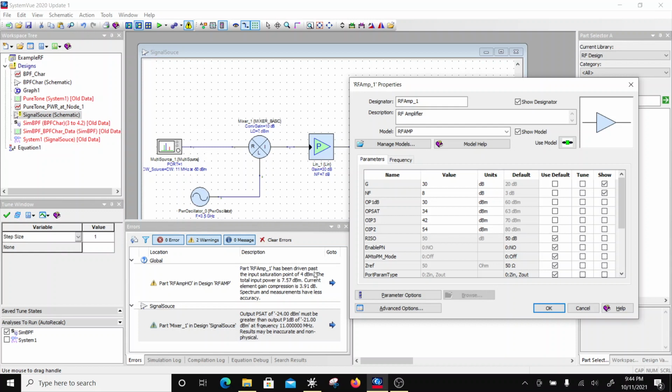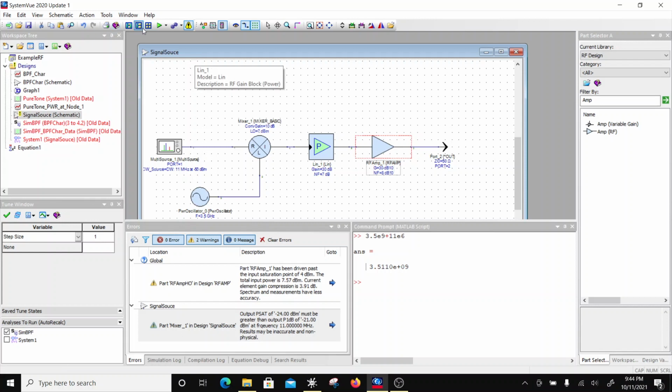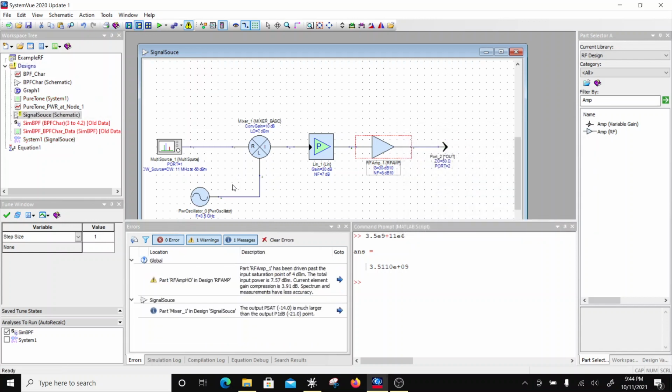It says amp1 has been driven past the input saturation point of 4 dBm. Input saturation of 4. The total input power is 7.57 dBm. Okay, let's solve one problem at a time.